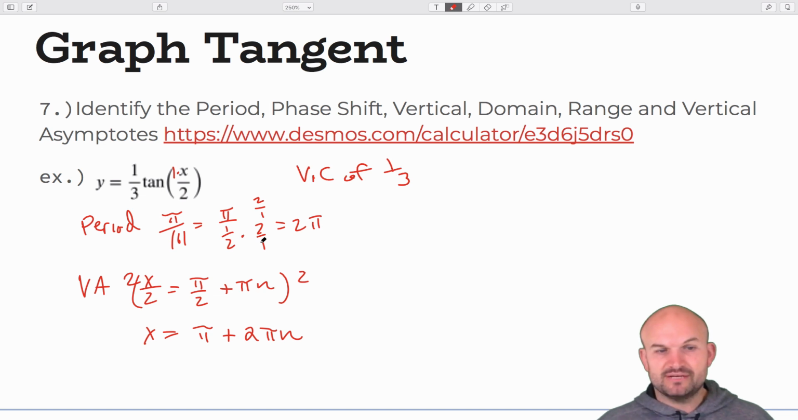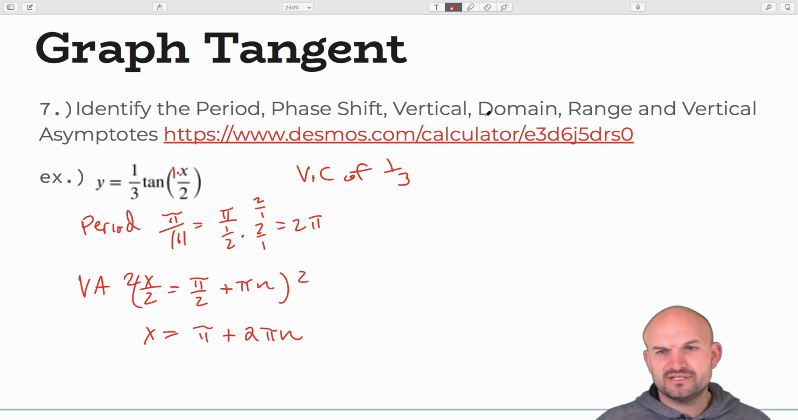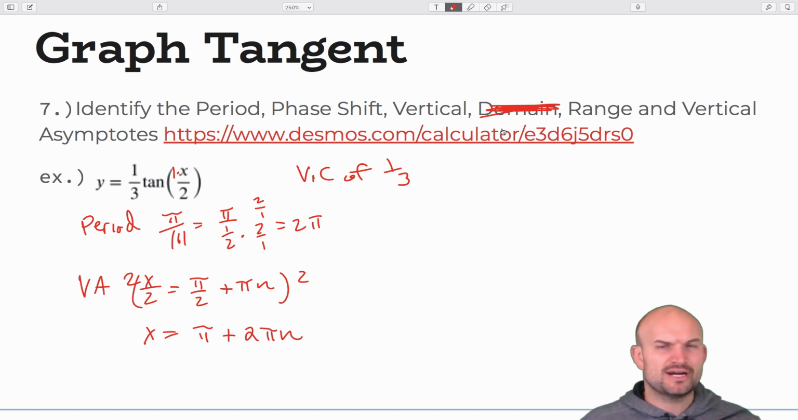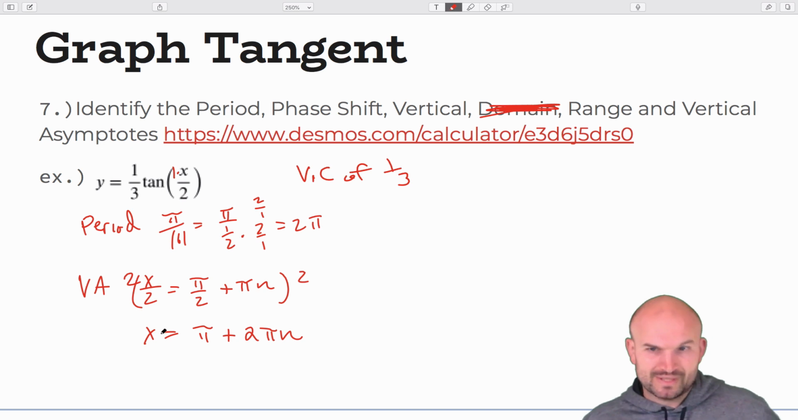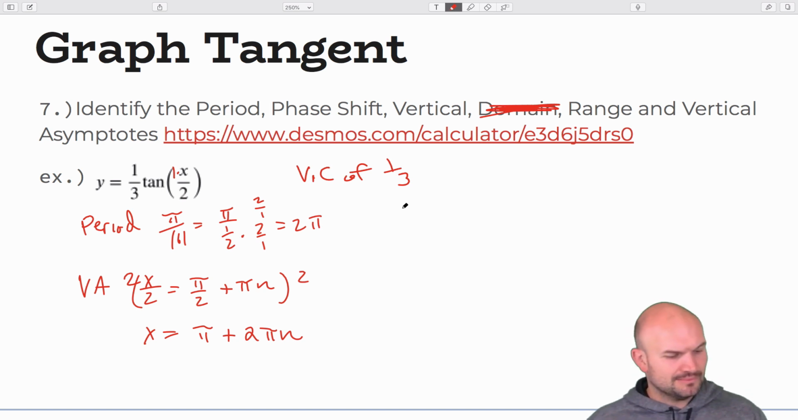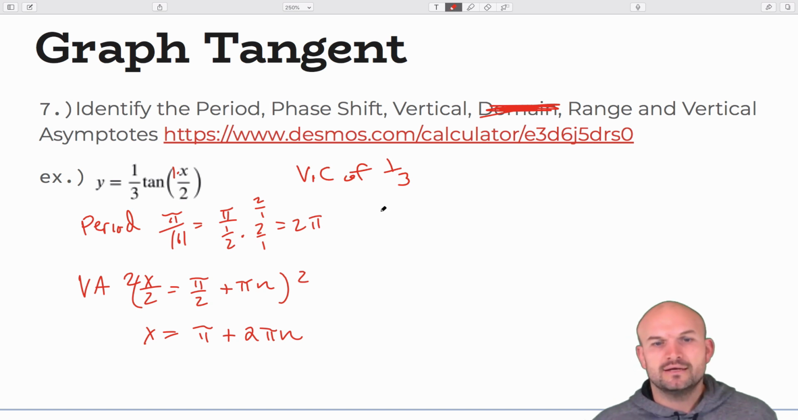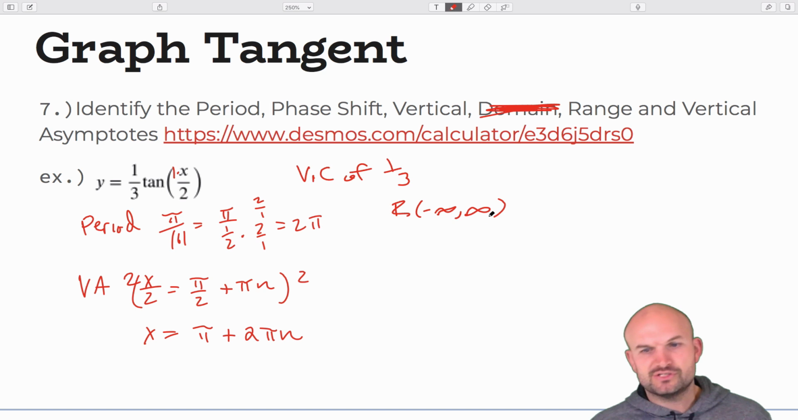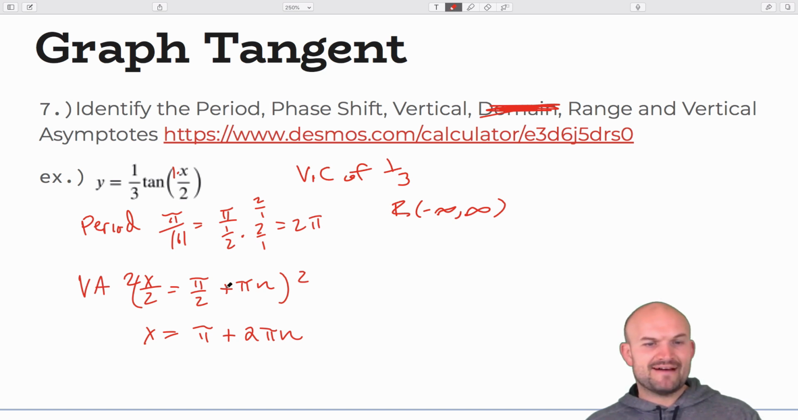The range is going to be all real numbers. And did I do domain? I did domain. You know what? Let's just scratch out domain, because I told my students, you're not going to have to worry about the domain. And really, the domain is all real numbers except for where the asymptotes occur, right? So we don't really need to include that. The range, though, is going to be -infinity to infinity for all of them. And we'll just get used to writing that. The hard part is the vertical asymptotes. And the reason why is the vertical asymptotes represent pi halves plus pi n.